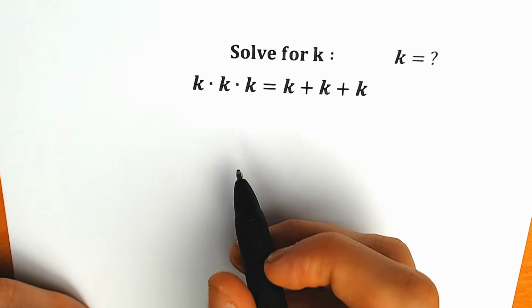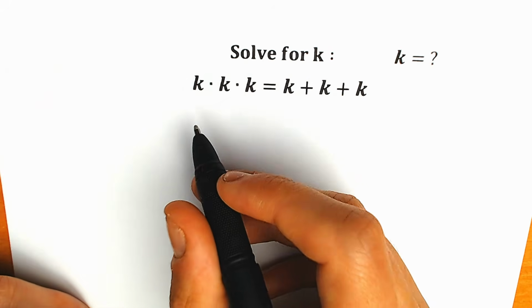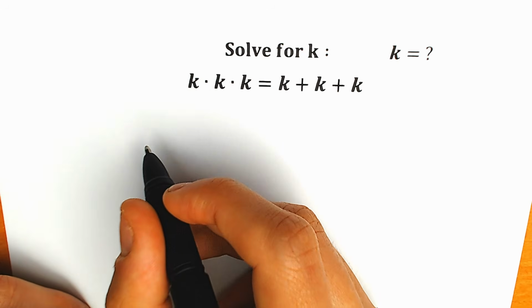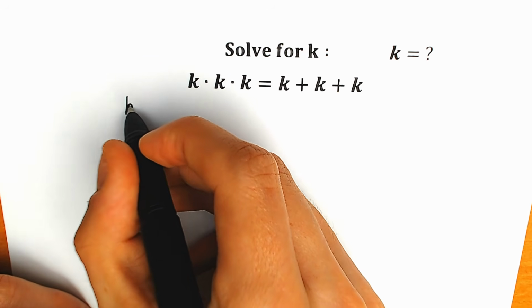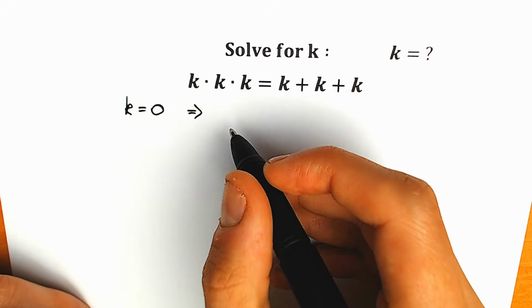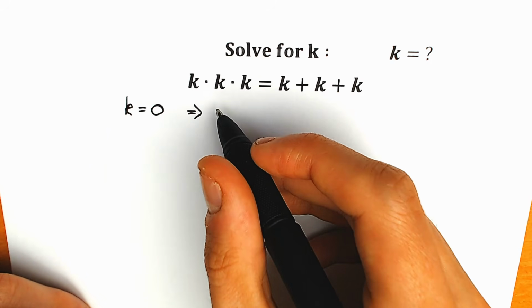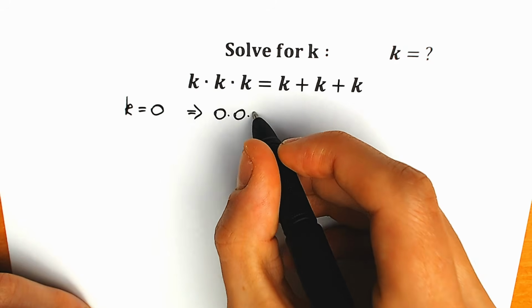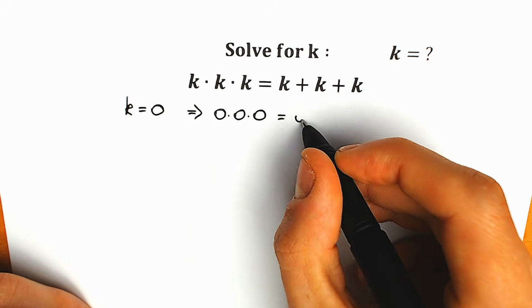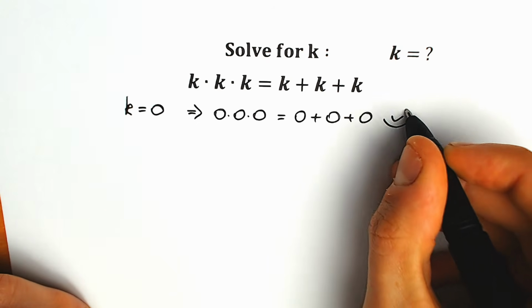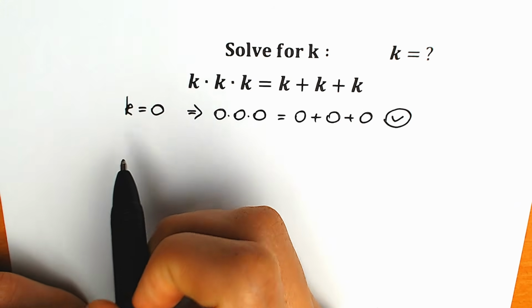So a lot of students might be thinking, okay, maybe k equal to 0 is a solution, is a root to this question. So just look at it. We're thinking that k equal to 0 is a root to our question, because a lot of students might be thinking that this is the fastest way to solve this question, because 0 times 0 times 0 equal to 0 plus 0 plus 0, which is absolutely correct. And a lot of students might be thinking that this is the only root.